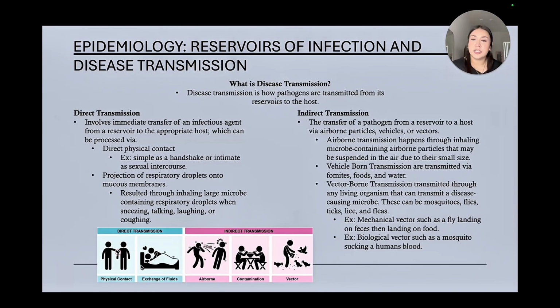Ending with disease transmission. Disease transmission is how pathogens are transmitted from their reservoirs to the host. So there are two types of transmission, direct and indirect transmission.